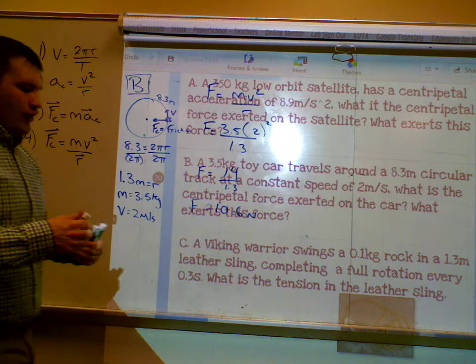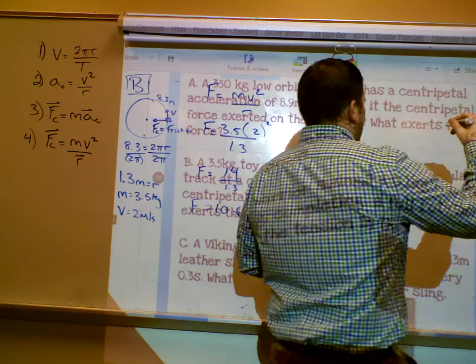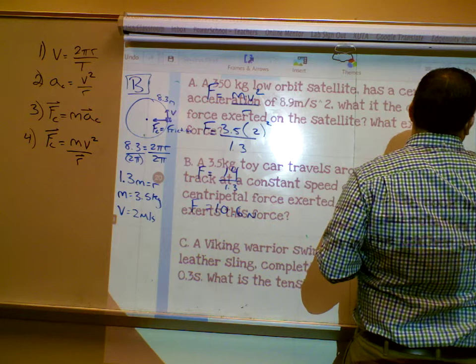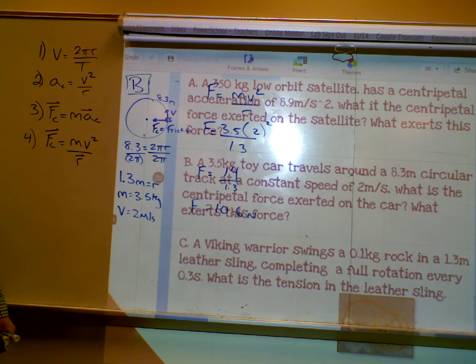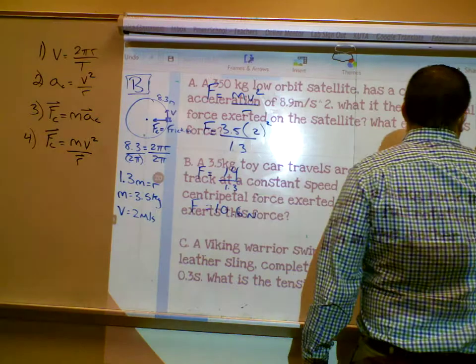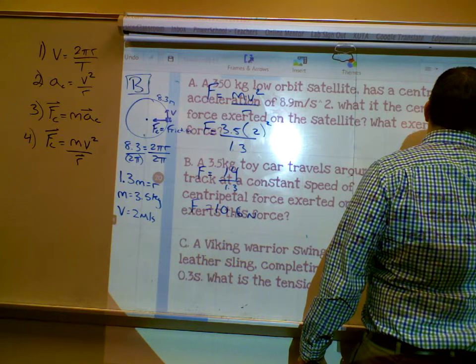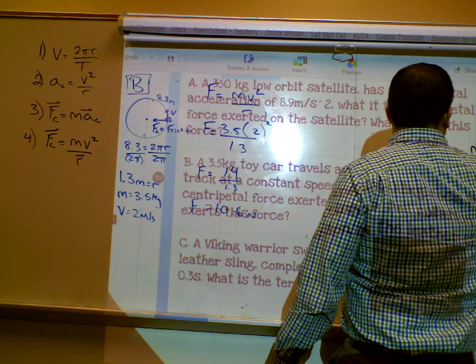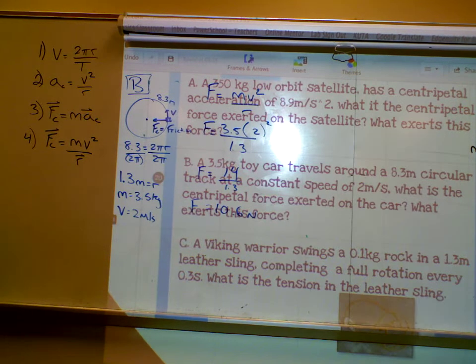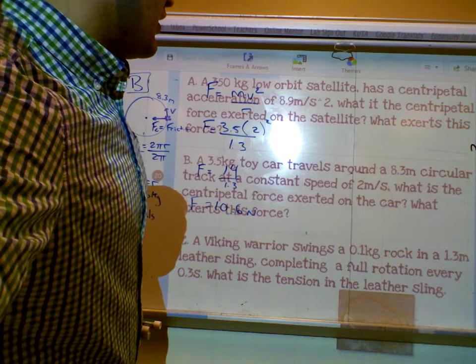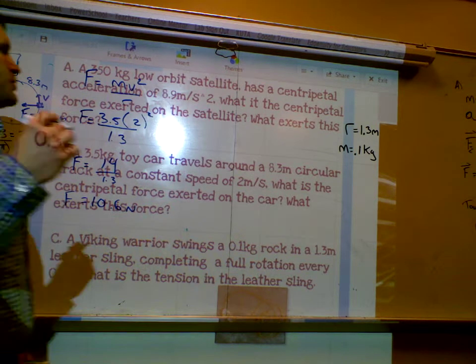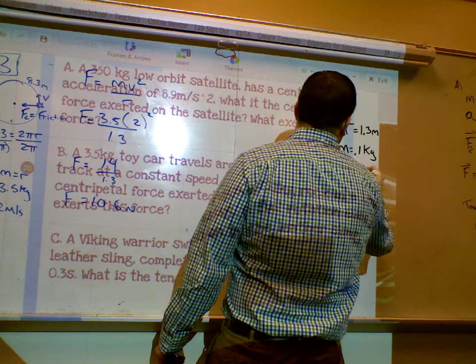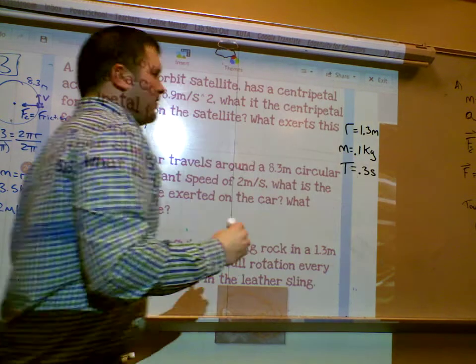If you have a question like that during a test, just ask me and I'll tell you what it is. So the radius is 1.3 meters. What else do we know about C? Mass. What's mass? 0.1 kilograms. What else do we know? Time is 0.3 seconds. What kind of time is that? It's a period. The period is 0.3 seconds.